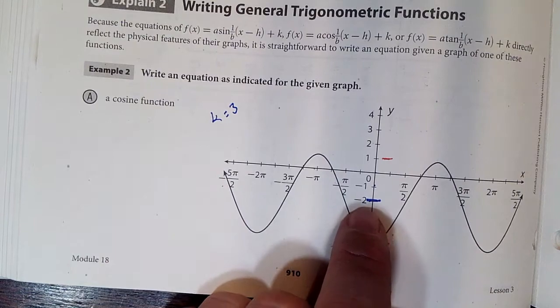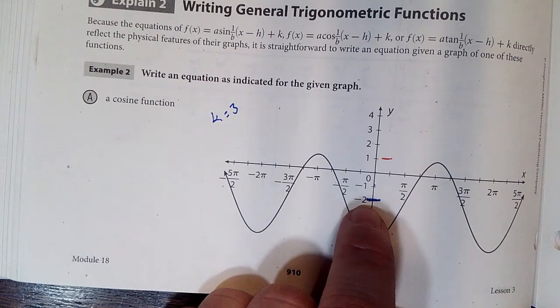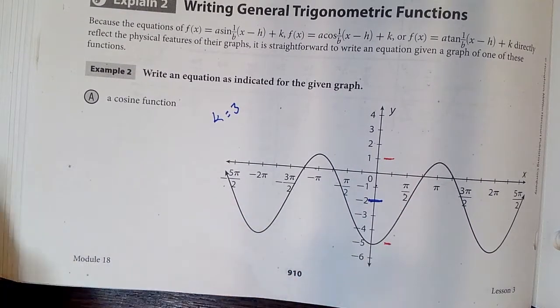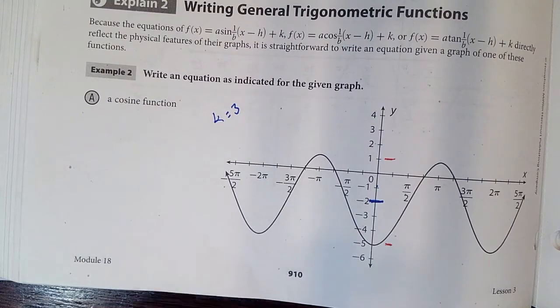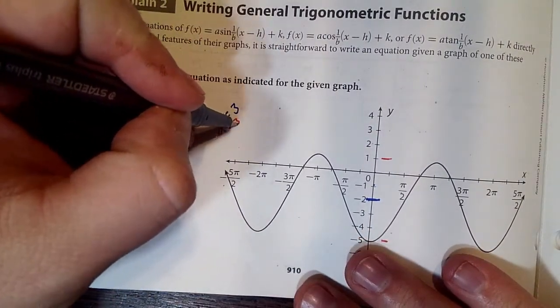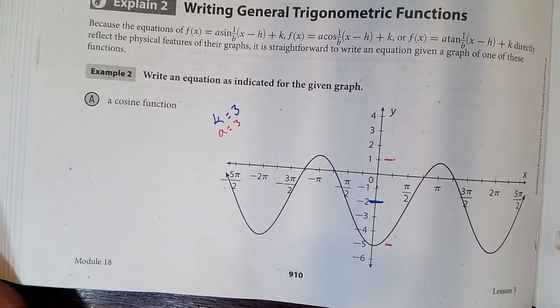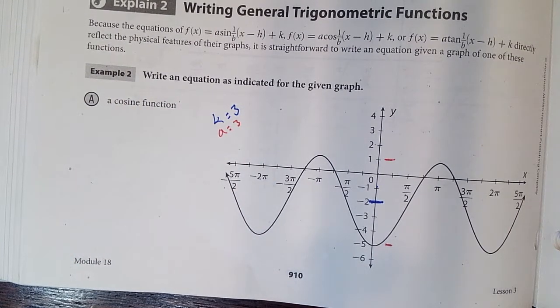Well, the amplitude is how far k is, or how far the highest point is from the midline. And we just did that. That was 1, 2, 3. So that means our amplitude is also 3. Okay, now we've got our k, we've got our a. We need to figure out the period. All right, let's do the period.